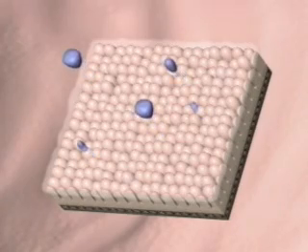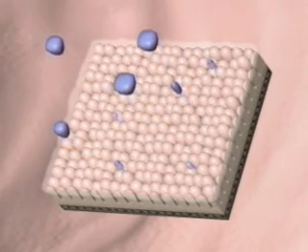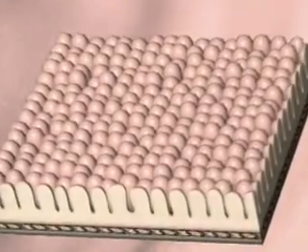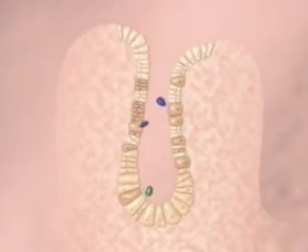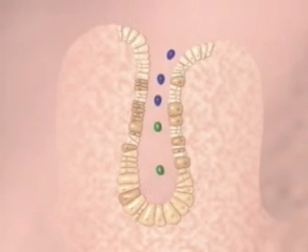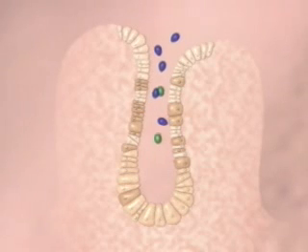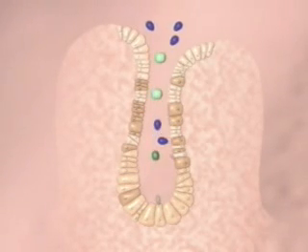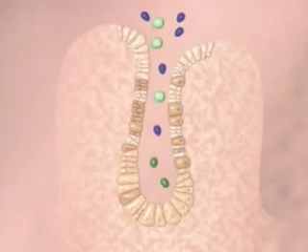Hydrochloric acid plays an essential role in digestion. First, pepsinogen, an enzyme secreted by the chief cells in the gastric glands, is converted into its active form, pepsin, when exposed to an acidic environment. Pepsin is essential for the breakdown of dietary proteins in preparation for absorption in the small bowel.